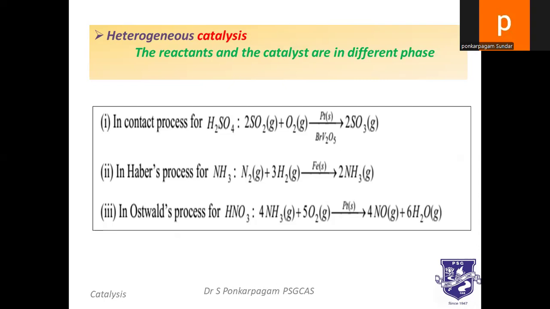And the Haber process, the manufacture of ammonia. Nitrogen and hydrogen both are in gaseous phase and iron is in solid phase. And in the Ostwald process also, ammonia and oxygen are in gaseous phase, and the platinum catalyst is in solid phase. So these are some examples of heterogeneous catalysis.